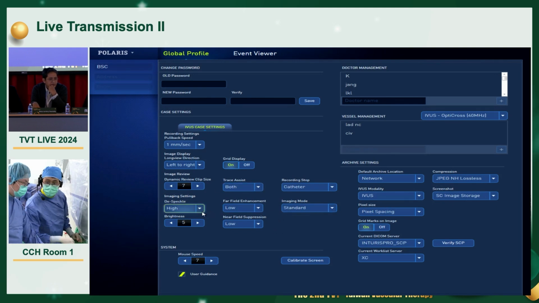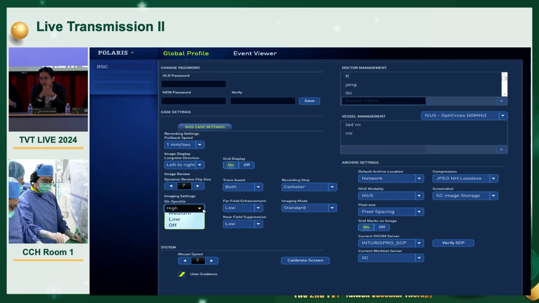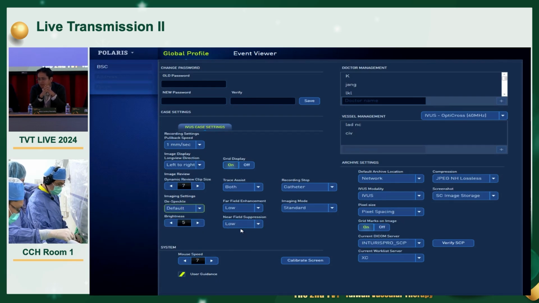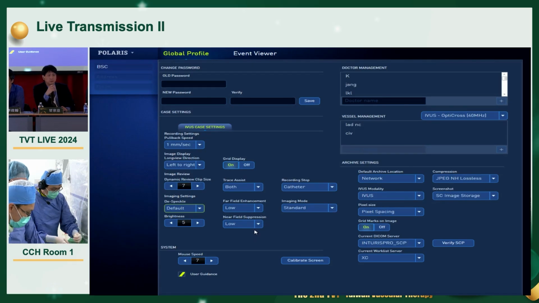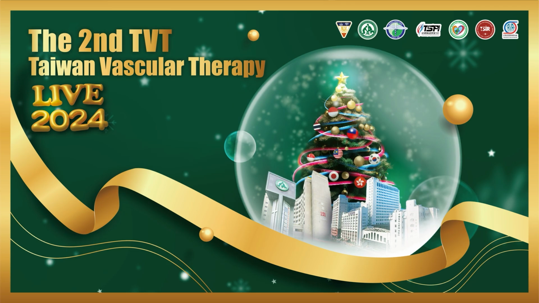Maybe the IVUS has some problem, so we change to room 2, and we will come back later. So let's change to room 2.